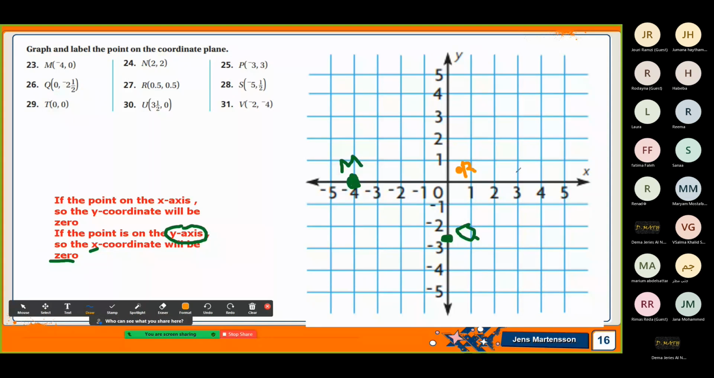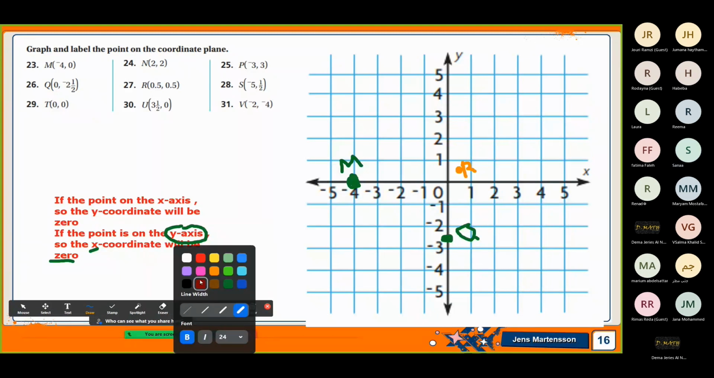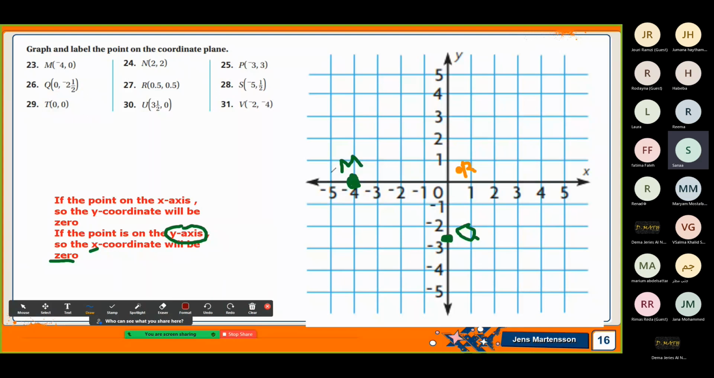Now, Dima. I think she's absent. Okay. Now, Sana, number 28. S, negative 5 and 1 over 2. First we go to the left on the x-axis. Yes, bravo, negative 5. So it's here. Thank you so much, Sana.